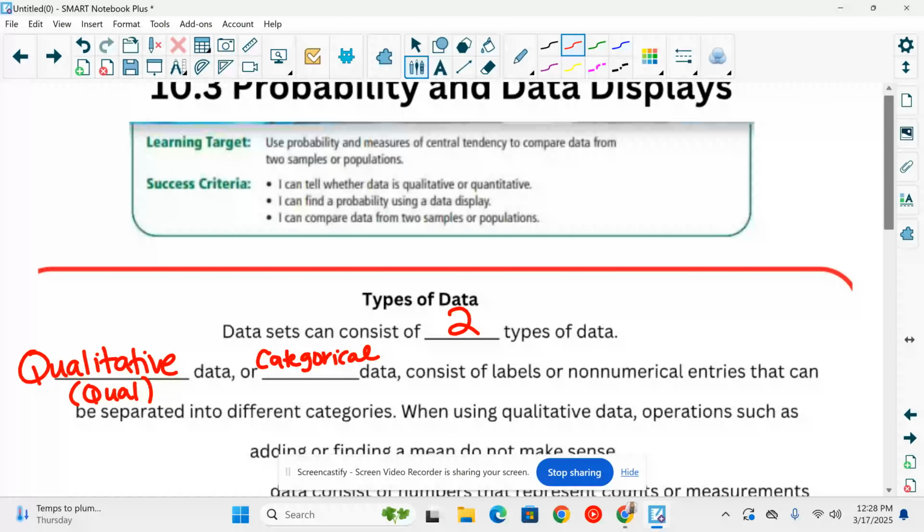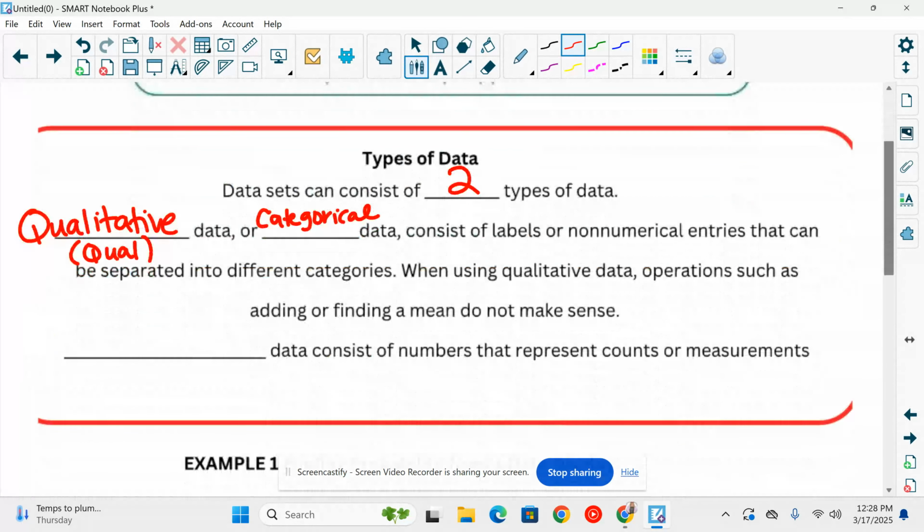Alright, so we're talking about probability of data displays. We've talked about how there are two sets of data. The first set is known as qualitative or categorical data. The key thing here is that it consists of labels and non-numerical entries. Non-numerical means what? Not numbers, okay? So if it's not numbers, it's got to be words, and they're divided into categories.